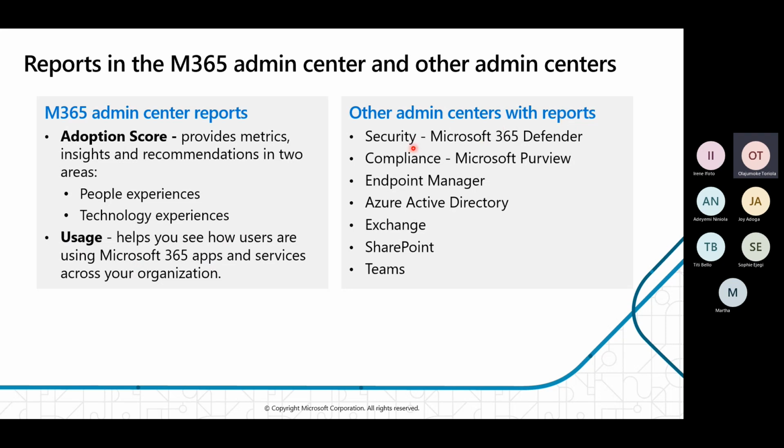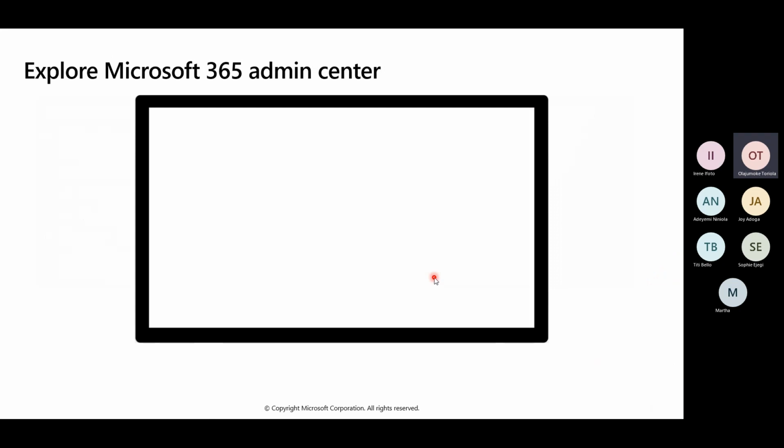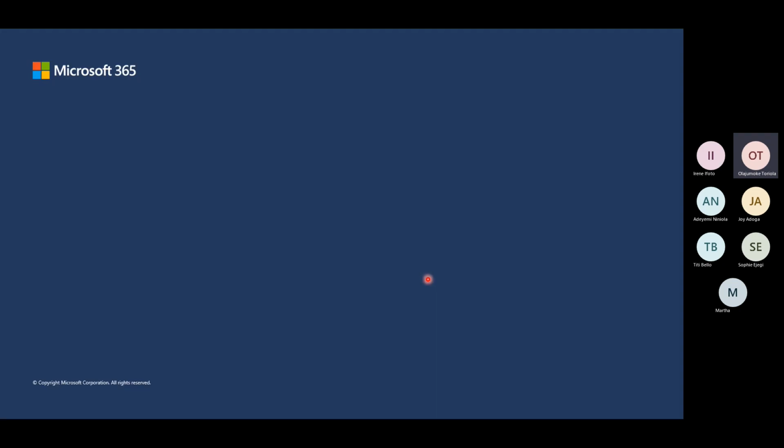The other admin center reports, which I showed you, if you want to go to other admin centers, you have security and compliance. Security is now named Microsoft 365 Defender. Compliance is called Microsoft Purview. And then we have Endpoint Manager, Azure Active Directory, Exchange, SharePoint, Teams. Those are admin centers you can visit.